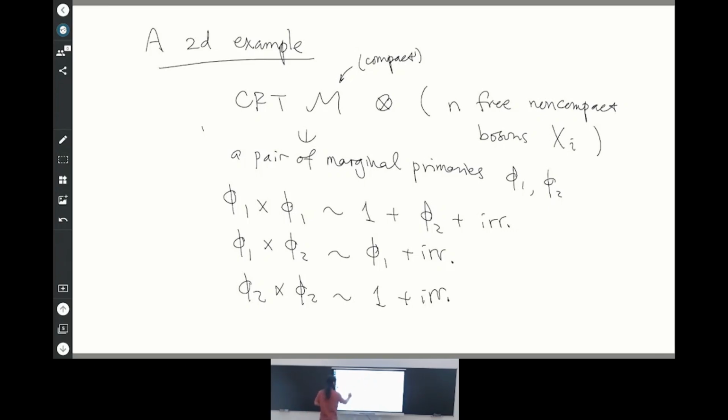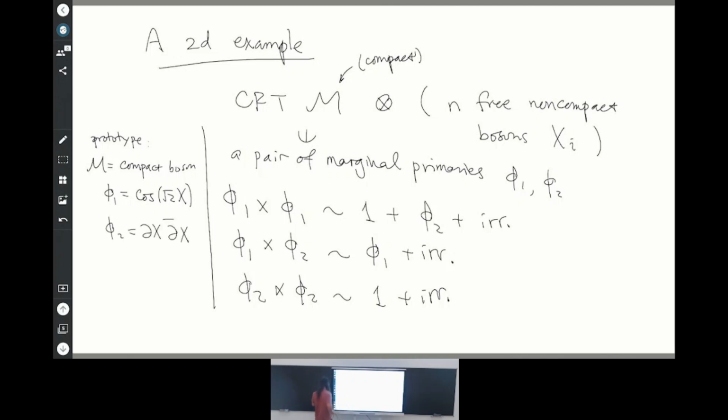A prototype example would be, let's say, M itself could be a compact free boson with some suitable radius, and phi 1 is cosine of square root 2 x. Here I'm using a specific normalization convention for the free boson, the so-called alpha prime equal to 2 convention, such that this cosine of square root 2 x is marginal, and phi 2 would be partial x, partial bar x. So that'll be an example of this kind.